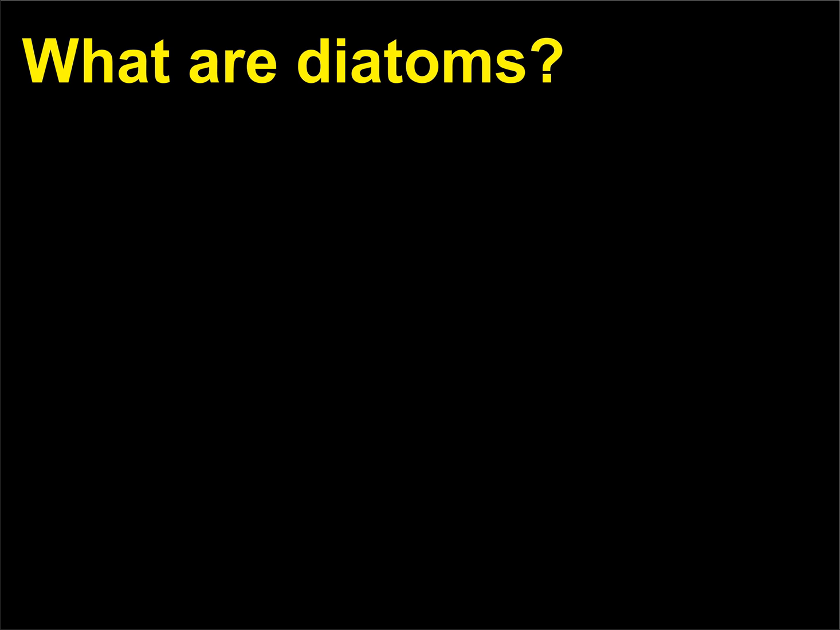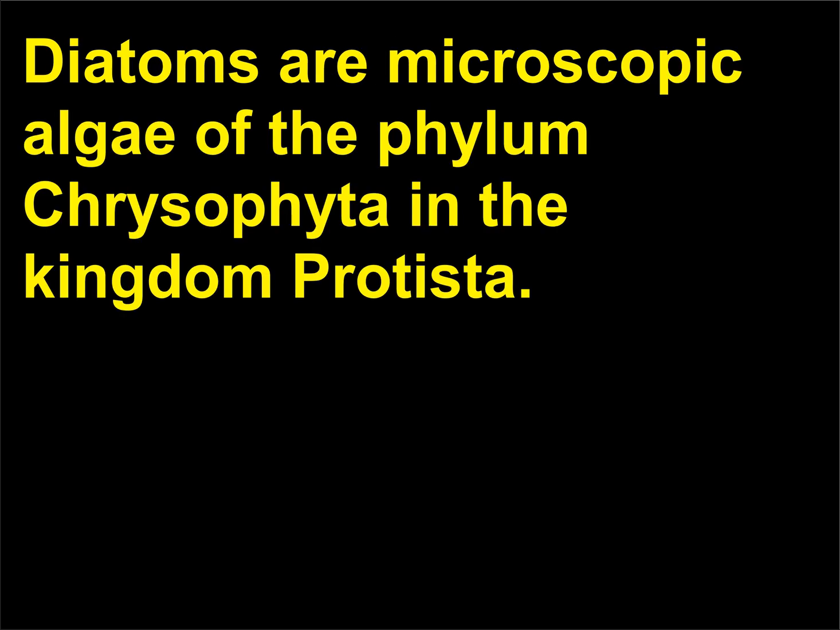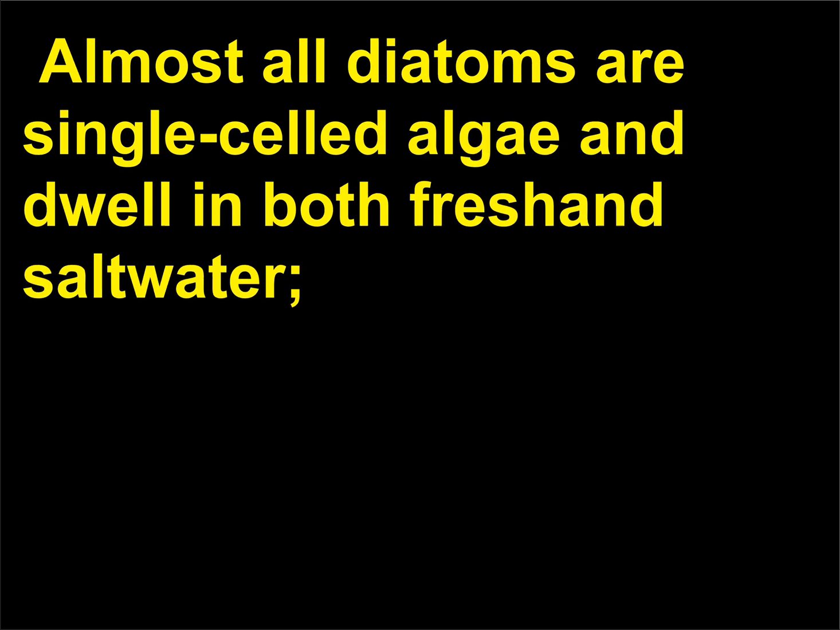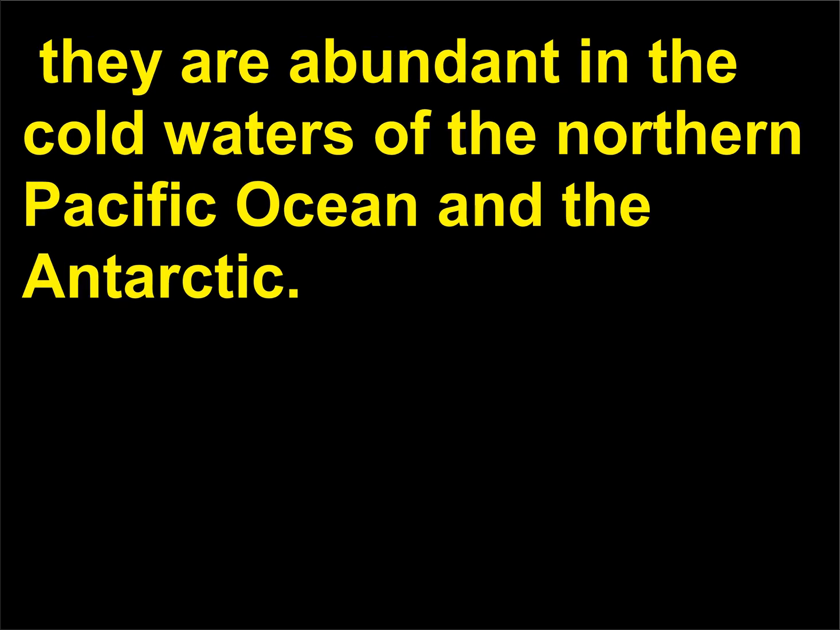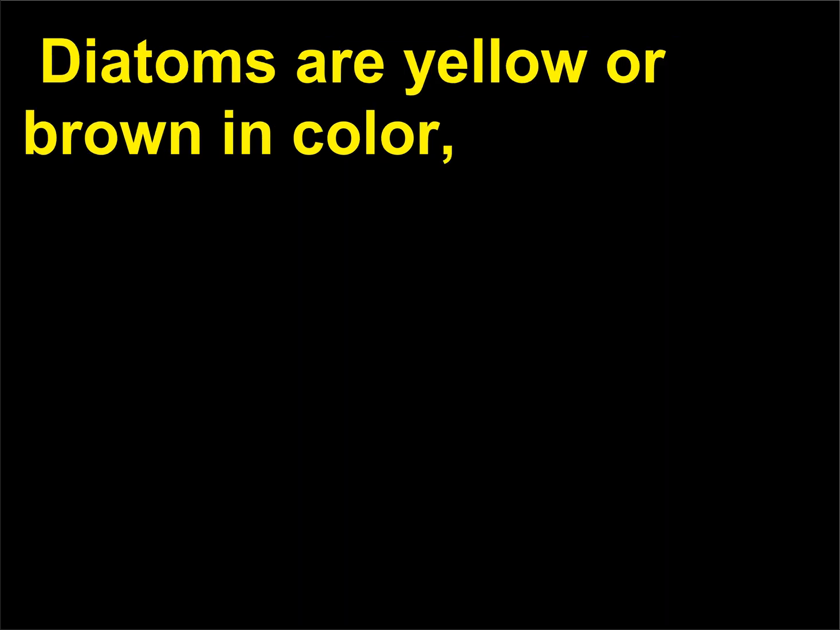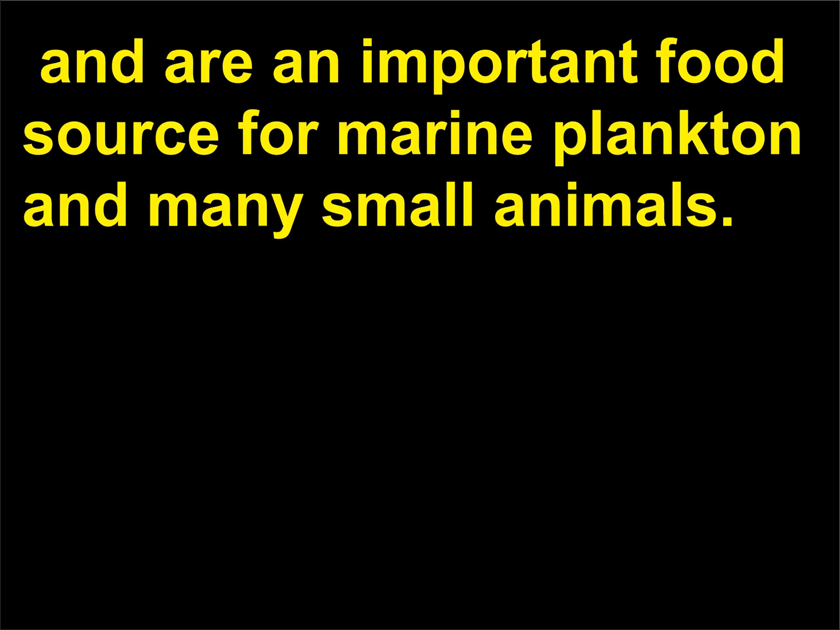What are diatoms? Diatoms are microscopic algae of the phylum Chrysophyta in the kingdom Protista. Almost all diatoms are single-celled algae and dwell in both fresh and salt water. They are abundant in the cold waters of the northern Pacific Ocean and the Antarctic. Diatoms are yellow or brown in color and are an important food source for marine plankton and many small animals.